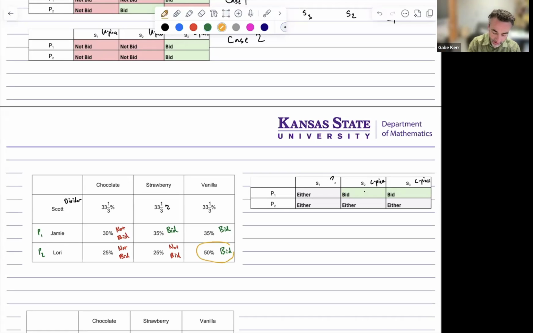So we'll say Lori is going to get the vanilla. So Lori, vanilla. And then once we've made that determination, since we know that Jamie has two bids out there, there will be one that Jamie has bid on, and we give Jamie that one. So Jamie will get strawberry, and Scott will get whatever's left because they're all fair shares for Scott. So this is how this kind of scenario works.